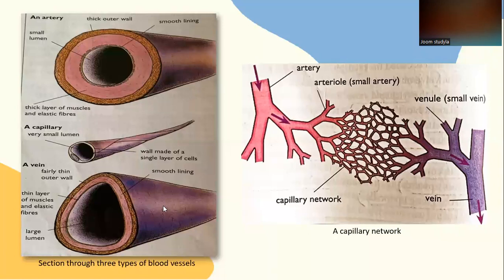Okay, the diagram in this slide shows the structure of the artery, capillary, and vein. From the table, you can see the different shapes and what they mean. The thick outer wall belongs to the artery. But if you look at the vein, it has only a very thin outer wall. And a capillary has a very small lumen, and the wall is made of a single layer of cells. So these are the three types that we have already discussed previously.